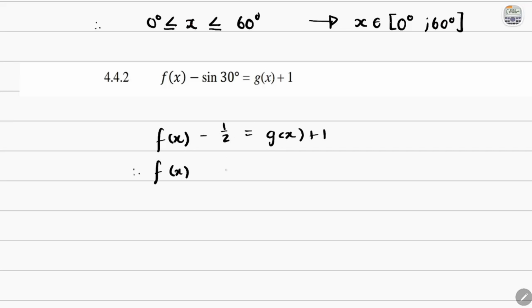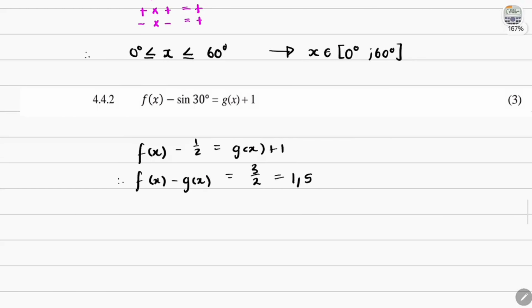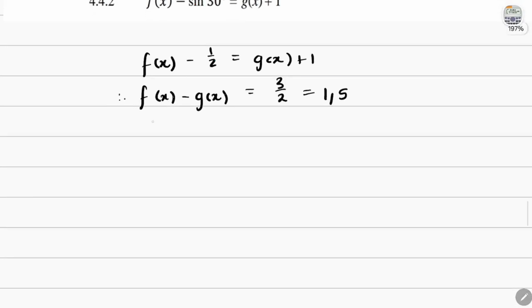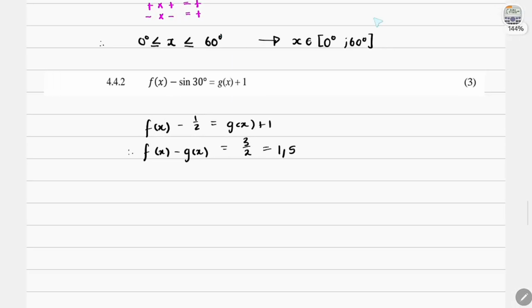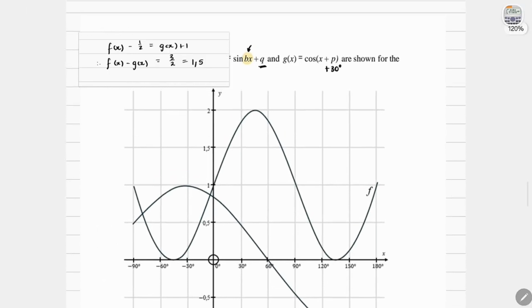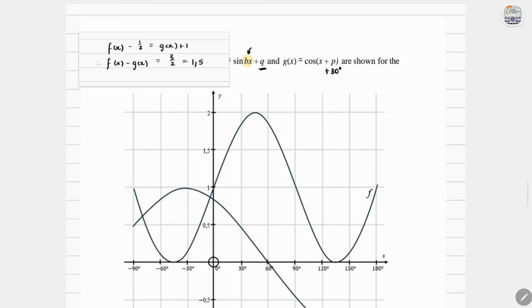So we have f of x minus g of x, so it becomes negative, is equal to, and this is 1, and when a half goes over, it becomes plus a half, which is 3 over 2, or we could also say 1.5. Okay, so where can we see that we say f of x minus g of x, and it gives us 1.5? So what that means is, and let me just pin this. So what that means is we'll look at the graph of f and then minus the graph of g. So the y values of f minus the y values of g.